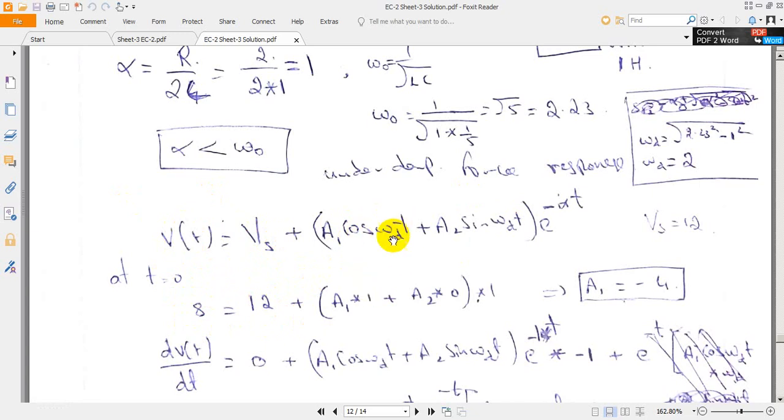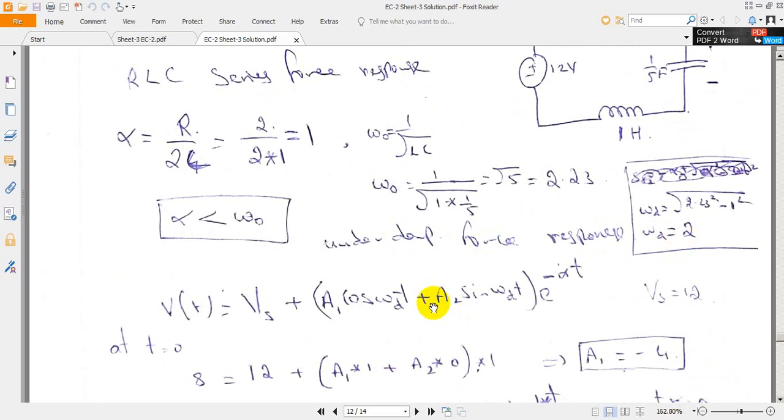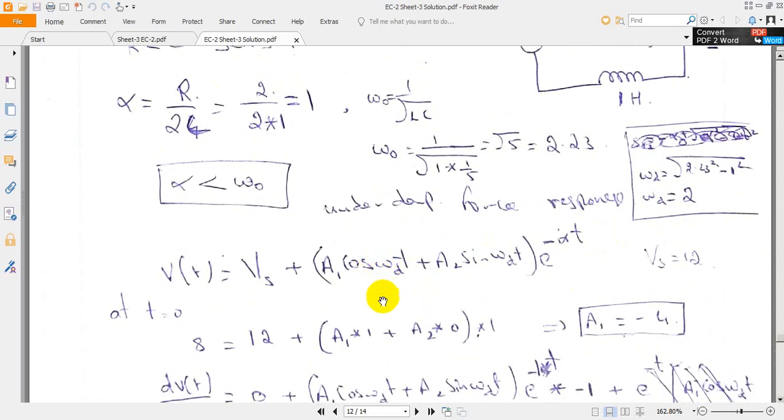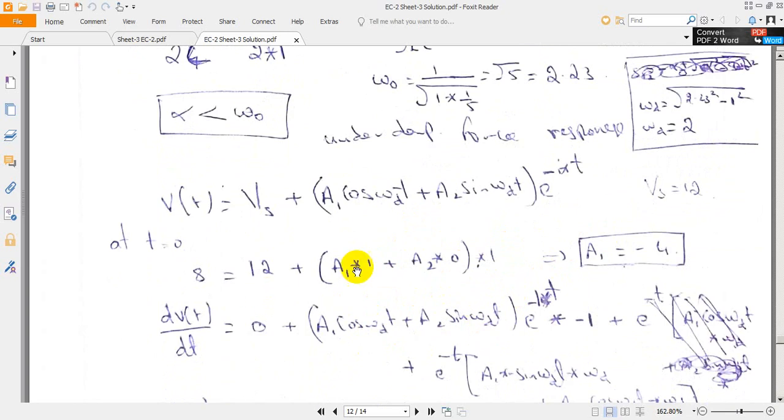Cos omega d t, omega d we know it is 2, into cos 2 into 0, t is equal to 0. So cos 0 will become 1 plus A2 into sin 0, which is 0, this whole expression, and e power 0 will become 1. So from here you will get 8 is equal to 12 plus A1. So A1 is equal to minus 4.